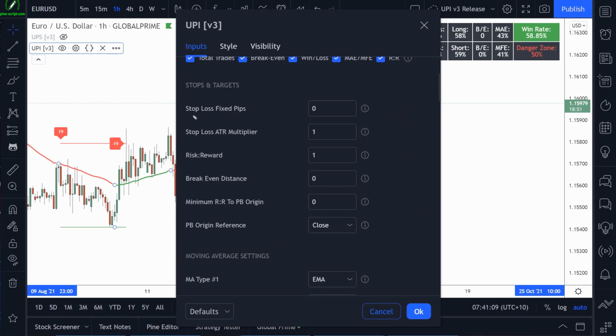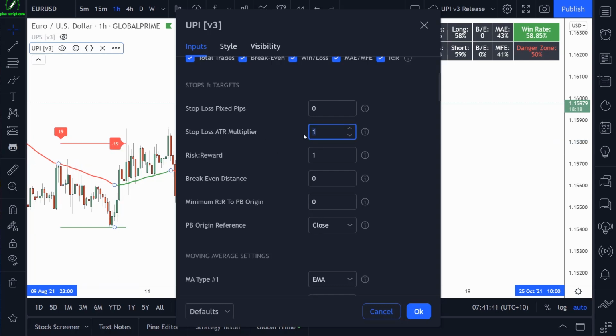You can change your stop loss to a fixed pip amount. By default, it's disabled. If you change this to any number other than 0, then your stop loss will be a fixed pip distance from your entry instead of an ATR based stop, which is the default setting. So by default, we have a 1 ATR stop loss, which means the script calculates the distance from your entry to the recent swing high of the setup, and then adds 1 ATR to that distance to get your stop loss price.